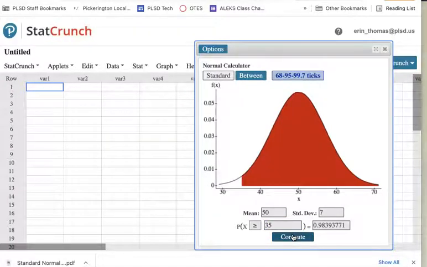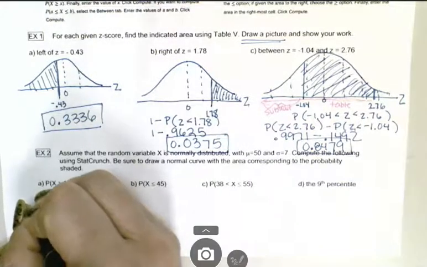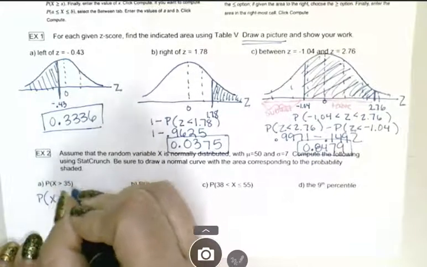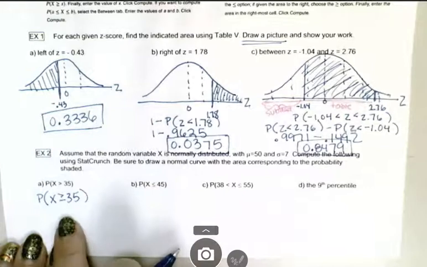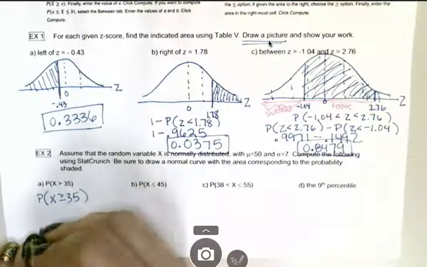So the only thing that you need to write down on your paper is what you typed into StatCrunch. So you didn't actually type this into StatCrunch because that's not possible. You typed this. So you need to write that down, and then you can write the answer. Rounded to 4 decimal places is what we need to do there.